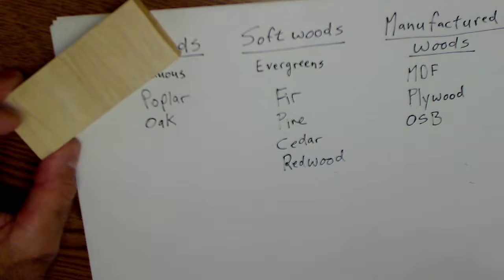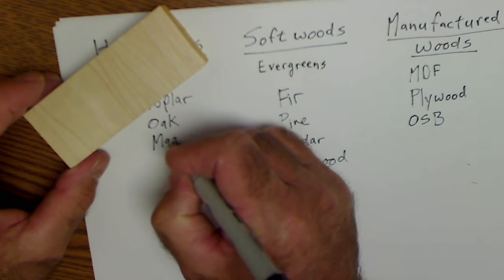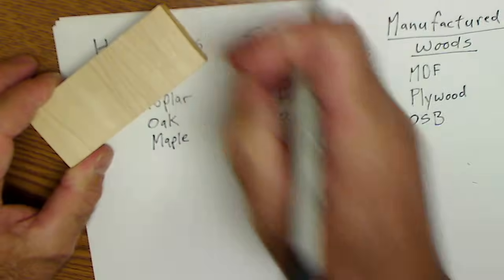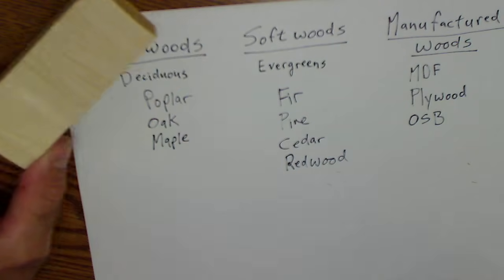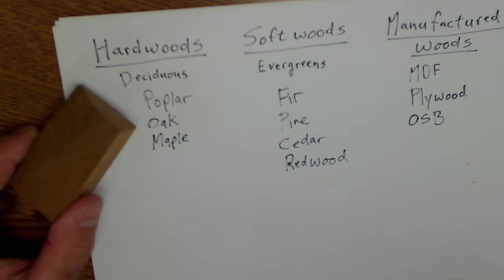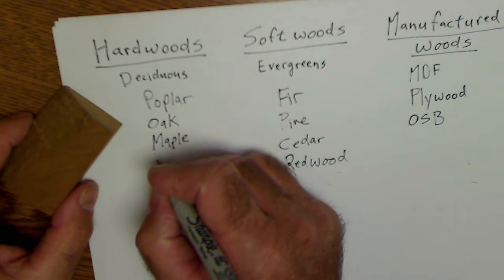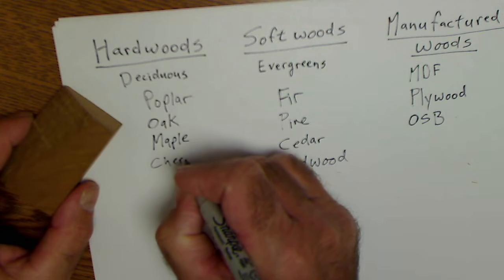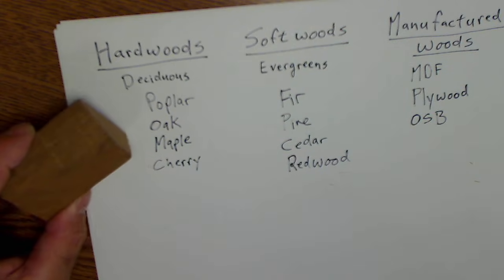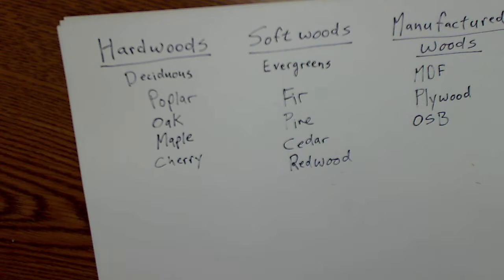From oak we go to maple. Maple, really pretty grain, really dense, really hard. I really like maple a lot. And then from maple, maybe the next one is cherrywood. Cherrywood, beautiful grain. Getting a little more costly, but cherry machines really well, works really well. Kind of everybody's favorite, but it's expensive.